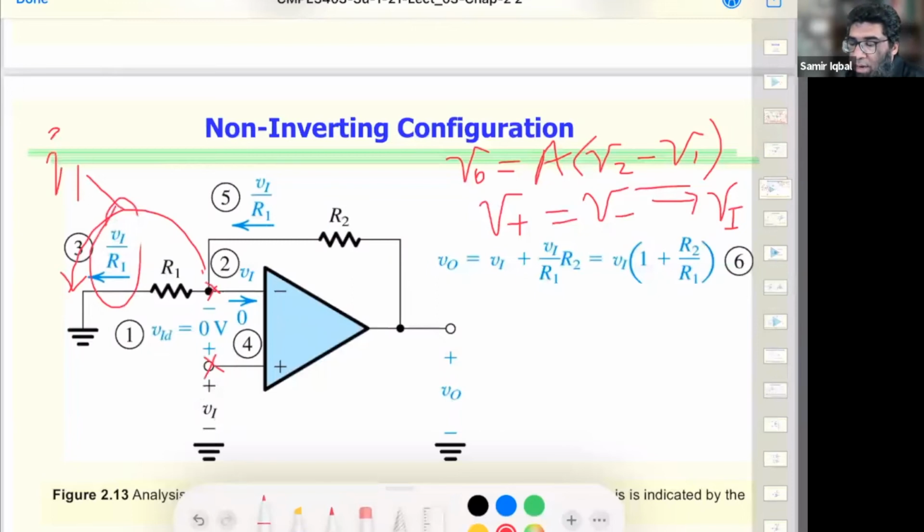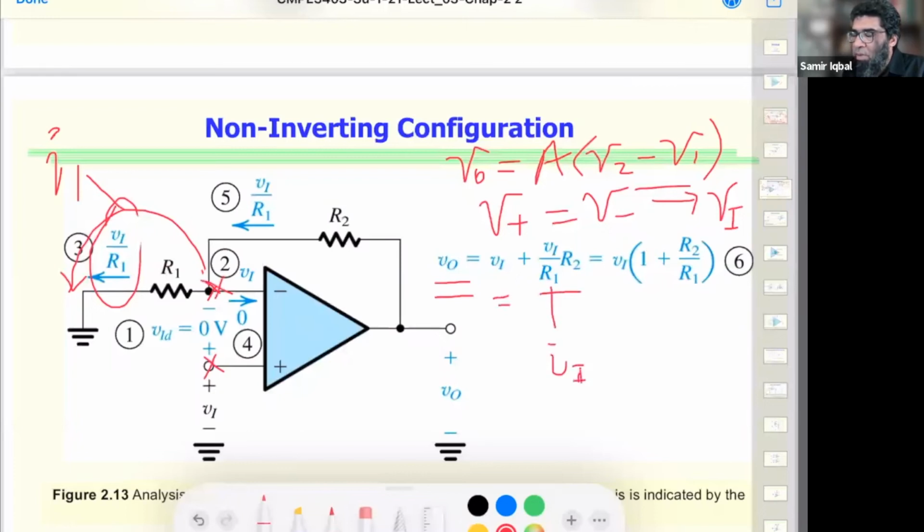Now, where is this current coming from? The op-amp has infinite input impedance. So there's the same current then that's coming through R2, right? So if that's the case, then my output voltage is a combination of the voltage at this point plus the voltage divider across. So this guy is I1.